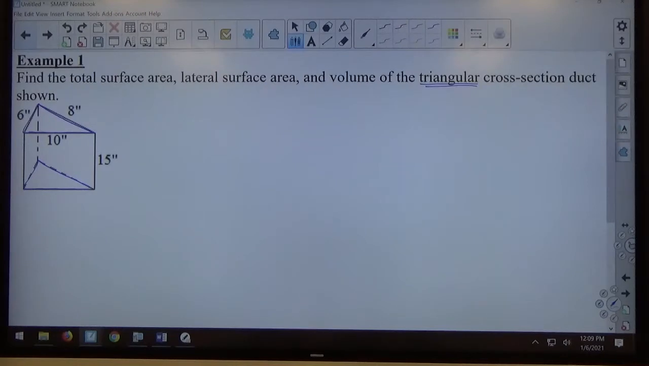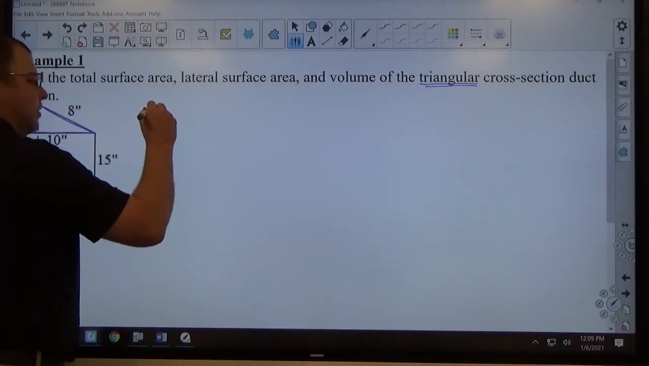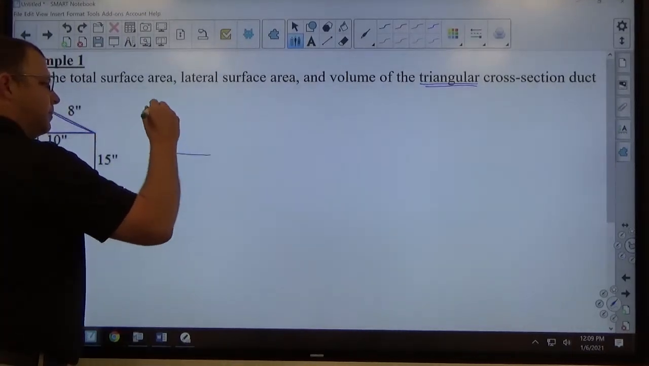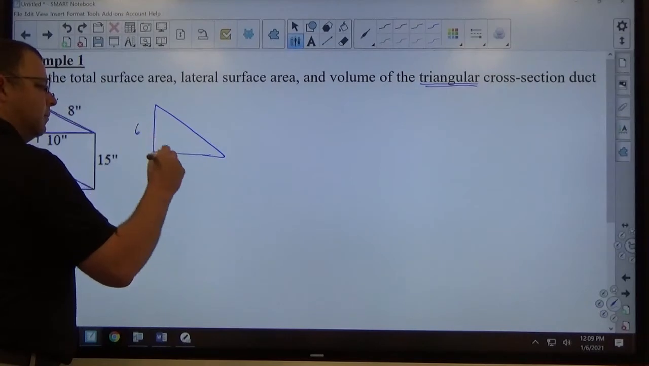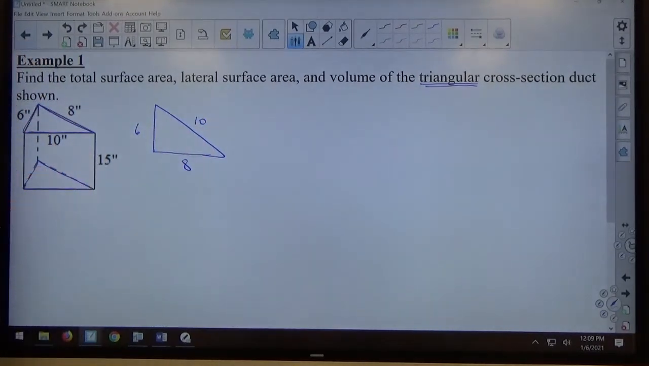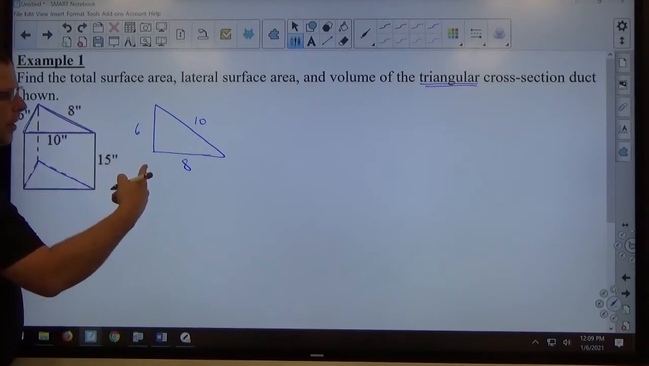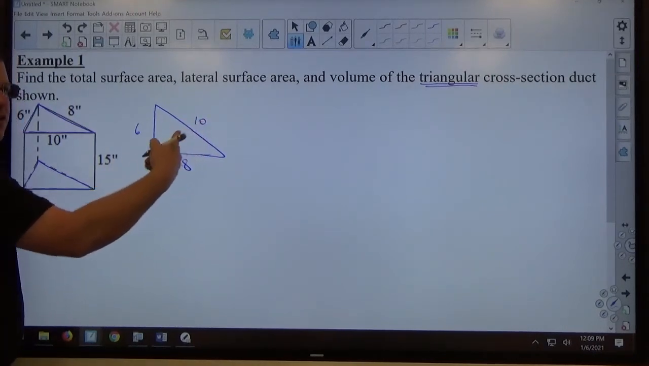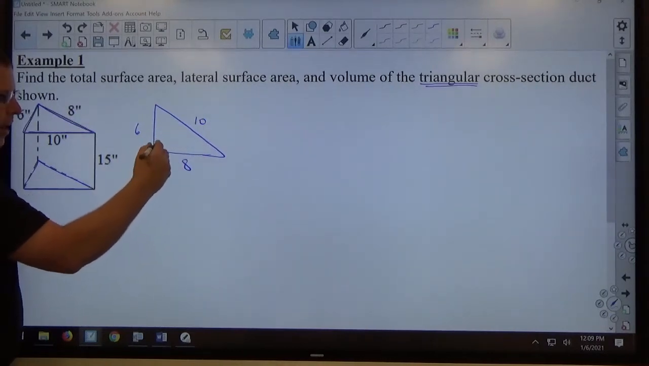We have this 1/2 base times height. We have Hero's formula if we know all three sides. The 1/2 base height only works if we have a right angle somewhere in the picture, and you can see there's no right angle established here. But if we look at the triangle that's there, if you look at the Pythagorean theorem, you can test if it's a right angle or not. If it's a right angle, the hypotenuse is the longest side. So this might be a right angle right here.